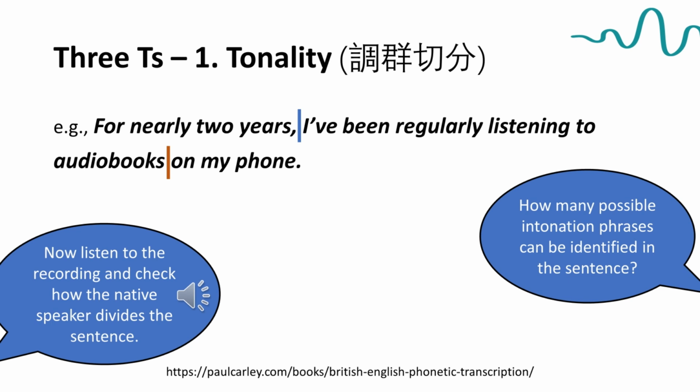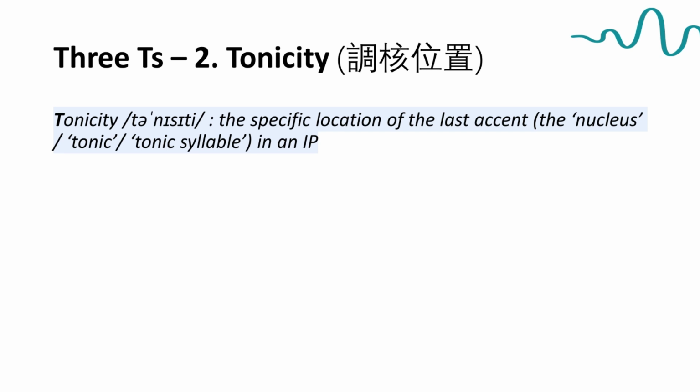According to the recording, there are 3 IPs. Some of you might be confused about the third IP. The pitch movement of "on my phone" sounds like a restart. Besides, considering the grammatical structure, the adverbial "on my phone" can stand apart from the clause, so "on my phone" is the third IP. If we consider the second and the third IPs as one, it would be hard for listeners to follow.